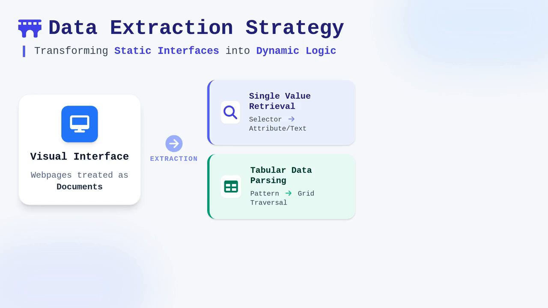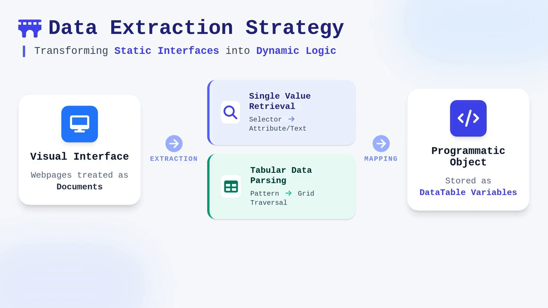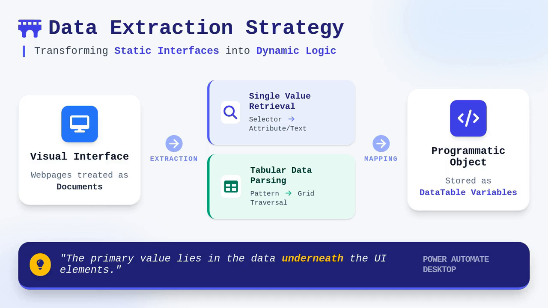While this works seamlessly for monolithic objects, extracting tabular data often requires a more holistic approach that parses the container structure of a grid or a list. By using the extract data from web page action, you can define a pattern once and let the engine traverse the entire table, mapping rows and columns directly into a data table variable. This transition from a visual representation to a programmatic object is what allows you to treat a web page as a data source rather than just a document.